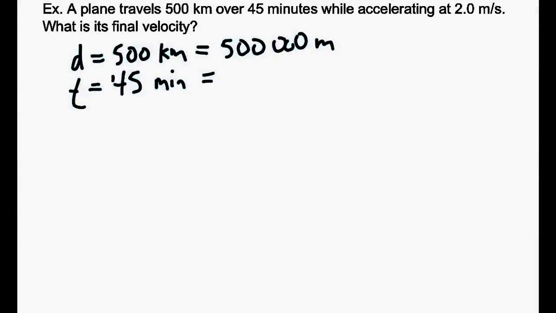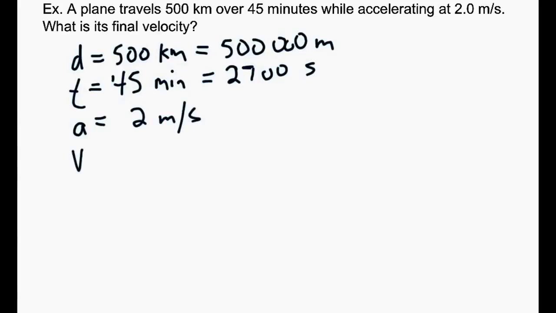So let's change those right off the bat. 500 kilometers will be 500,000 meters. So we would add three zeros on. And then our time is 45 minutes. We don't want minutes, we want seconds. So we'll times 45 by 60, and that gives us 2,700 seconds. Okay, so those are good. And we have an acceleration of 2 meters per second, so that's good. So the question is, what is VF?